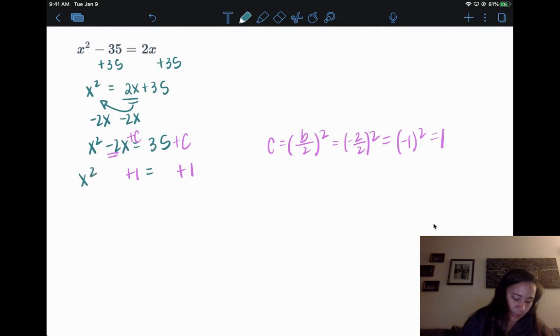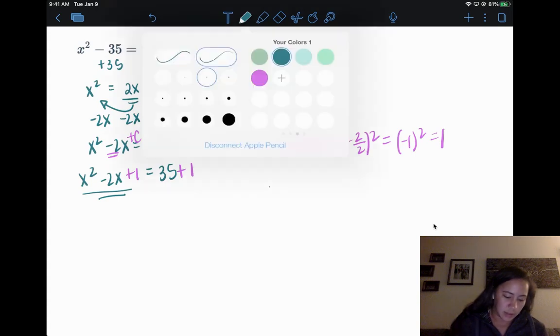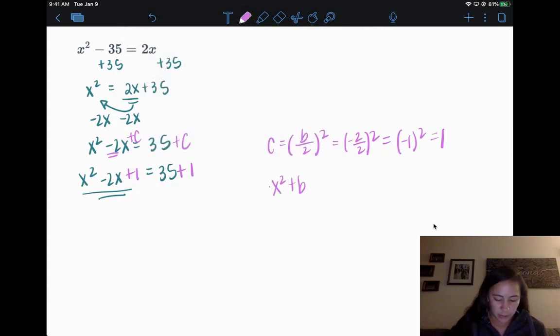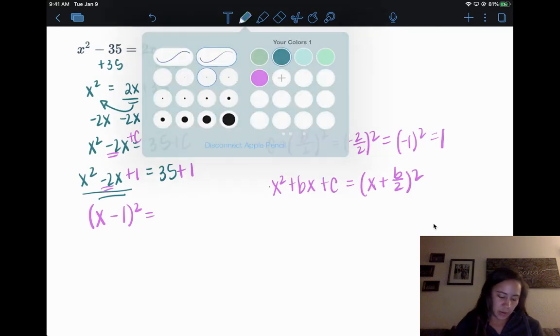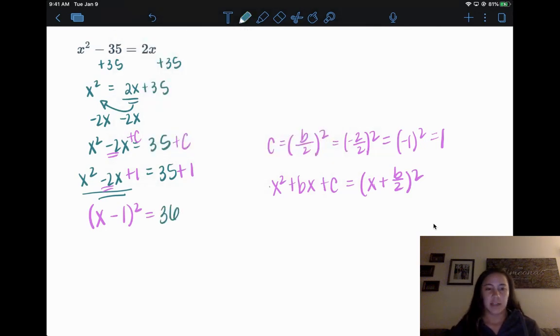So let's bring down everything else. X squared minus 2x, and we had 35 over here. All right, after we find the value of c, we want to factor. Factoring this trinomial, now we will take our x squared plus bx plus that new c value that we got. That factors to be x plus b over 2 squared. We created a perfect square trinomial, so it should factor nicely into being this x plus b over 2 squared. So this guy over here will factor to be x. Now b over 2 is -2 over 1, so -1 squared is equal to, let's go back to our other color, 36. All right, so we factored that trinomial.